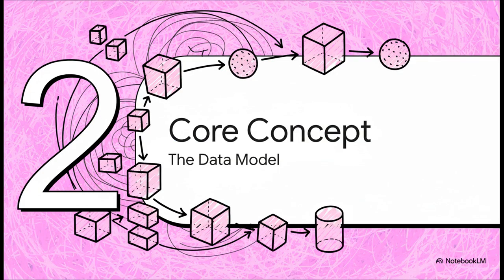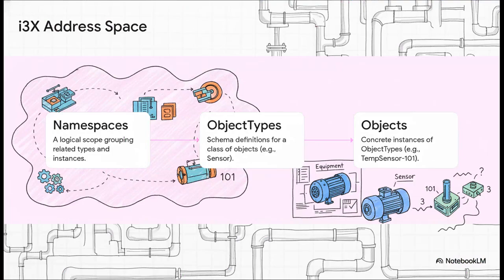Okay, to really appreciate what i3X does, we need to pop the hood and look at its core concept, which is the data model. This is where the design really starts to shine. The address space is built on a really logical hierarchy. At the very top, you have namespaces. These are just logical containers for scoping your data. Inside a namespace, you define object types. These are basically your schemas, for things like equipment or sensor. And then, of course, you have the objects themselves, the actual instances like Pump 101 or Temp Sensor 3.